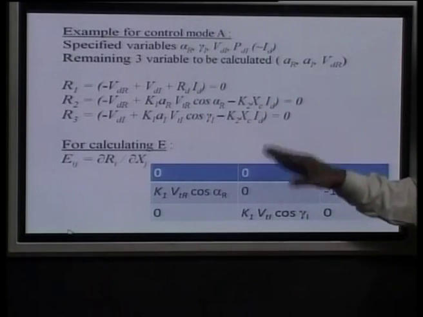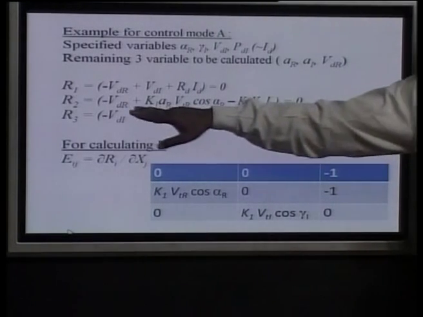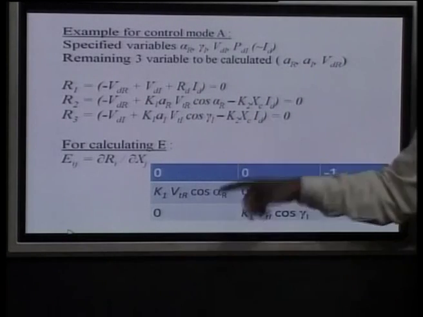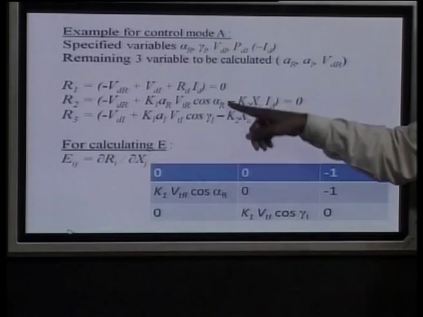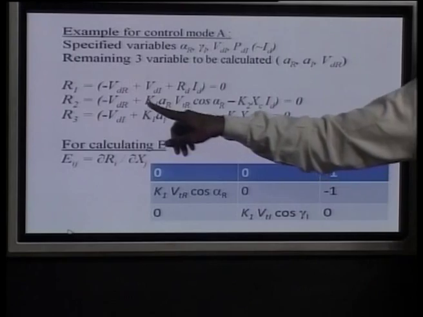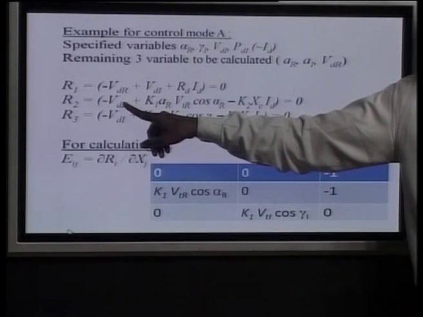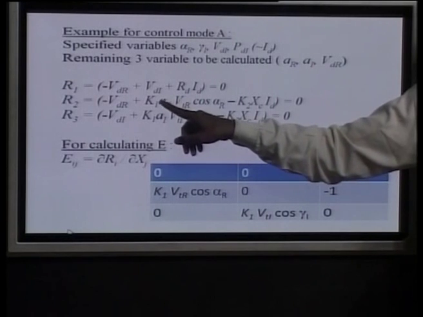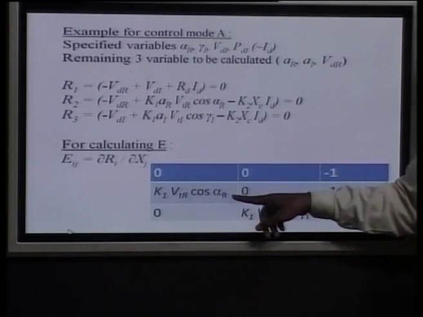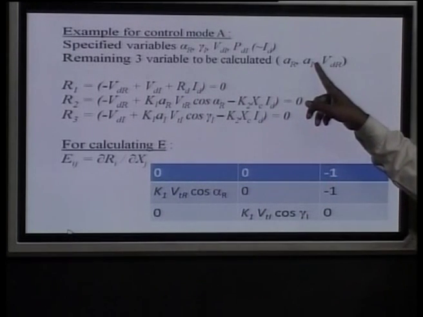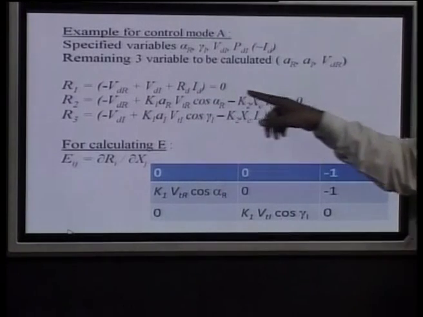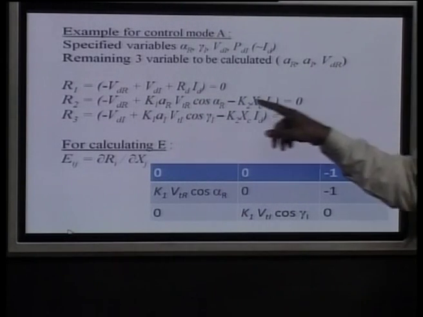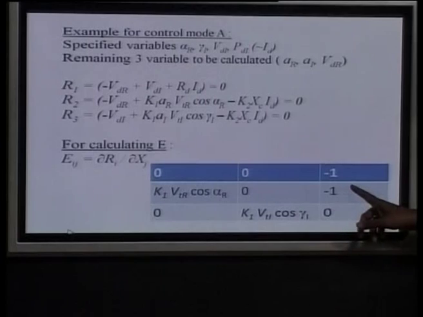So in terms of that, if you differentiate this equation with respect to AR, it is a dependent here, so this will be 0, the partial differentiation of R2. Here, if you differentiate, this will go off, and K1 VTR cos alpha is appearing here. Now, if you differentiate with respect to AI, it is independent, so 0, and if you differentiate here, you get -1, which is there.